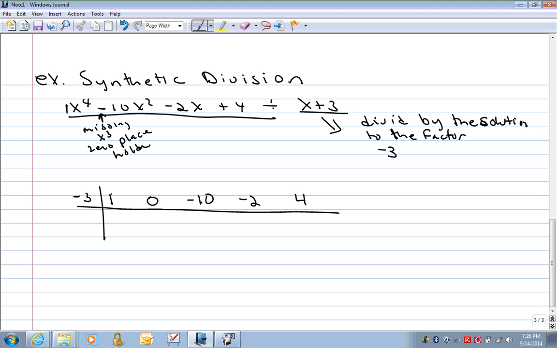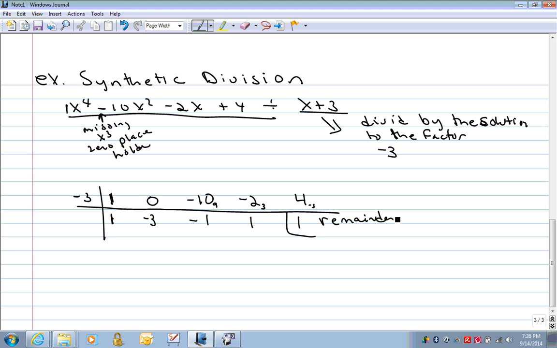So the first thing you do is whatever this first term is, it comes straight down. Then you multiply. 1 times negative 3 is negative 3. Negative 3 plus 0 would be negative 3. Then you multiply negative 3 times negative 3. That's a positive 9. A positive 9, if you need to write it in there, you can. And a negative 10 gives me a negative 1. A negative 1 times a negative 3 is a positive 3. And negative 2 and a 3 is going to be a positive 1. And 1 times negative 3 is negative 3. And a 4 is a positive 1. So this is our remainder.